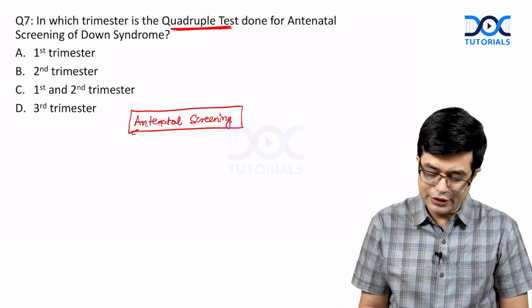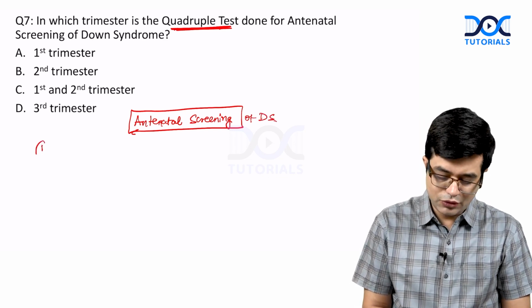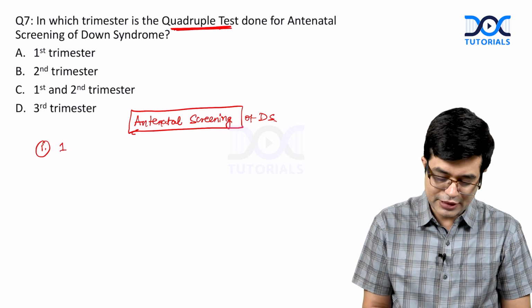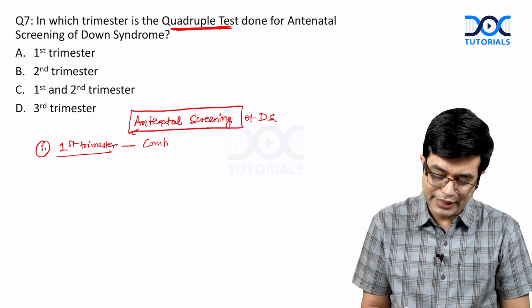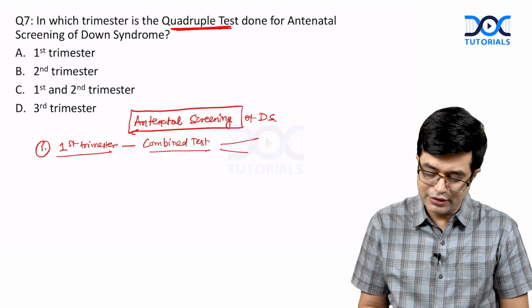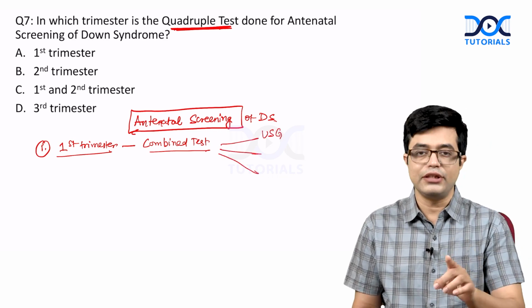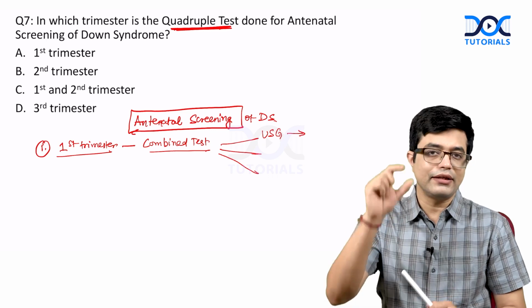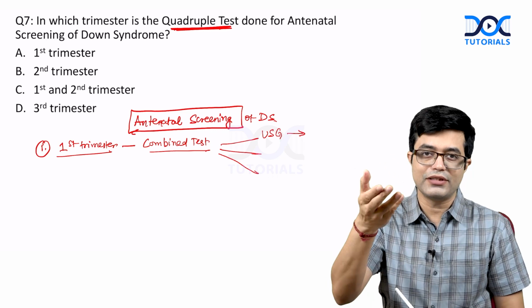So antenatal screening of Down syndrome, that is trisomy 21. First we do the testing in the first trimester. So what is the test that we do in the first trimester? In the first trimester, we will be doing a test known as the combined test. What is the combined test? The combined test uses 3 parameters. We first do ultrasonography in the child, and we look at the thickness of the neck fold at the back of the neck, right? Not in me, obviously, in a fetus.